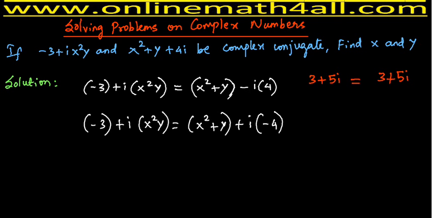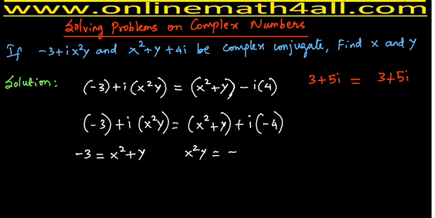Whenever two complex numbers are equal, the real part of the first one and the real part of the second one must be equal. The imaginary part of the complex number on the left side and the imaginary part of the complex number on the right side must be equal. So first I am going to equate the real parts. Negative 3 will be equal to x square positive y, because the real part of the complex number on the left is negative 3, and the real part of the complex number on the right side is x square positive y. And then the imaginary part of the complex number on the left side is x square y.